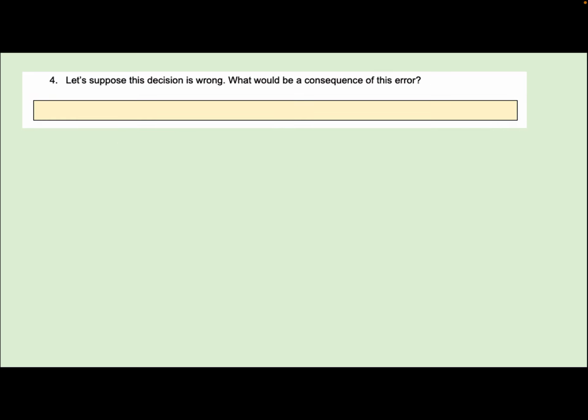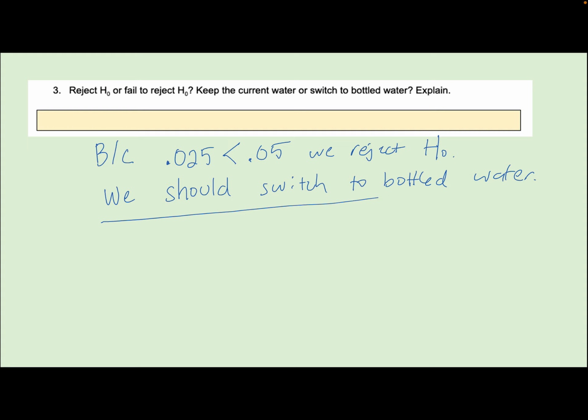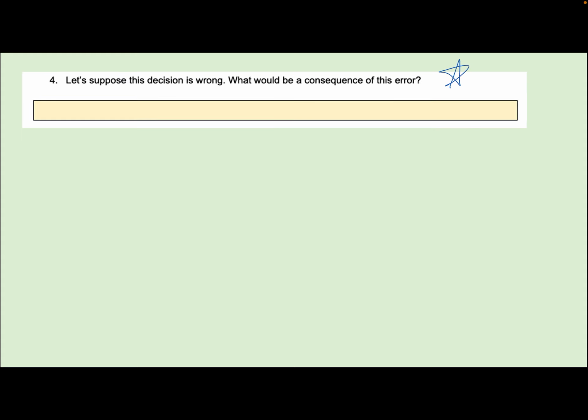All right, next question is a key question for the day. Let's suppose this decision is wrong, this decision about switching to bottled water. What would be a consequence of this? So this we can kind of think about. Like if a whole state or whatever decides to switch to bottled water unnecessarily, what would be a problem with that?